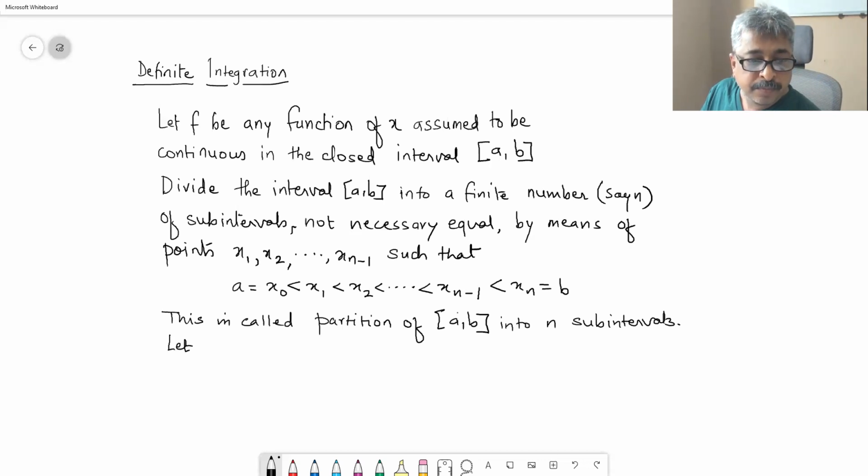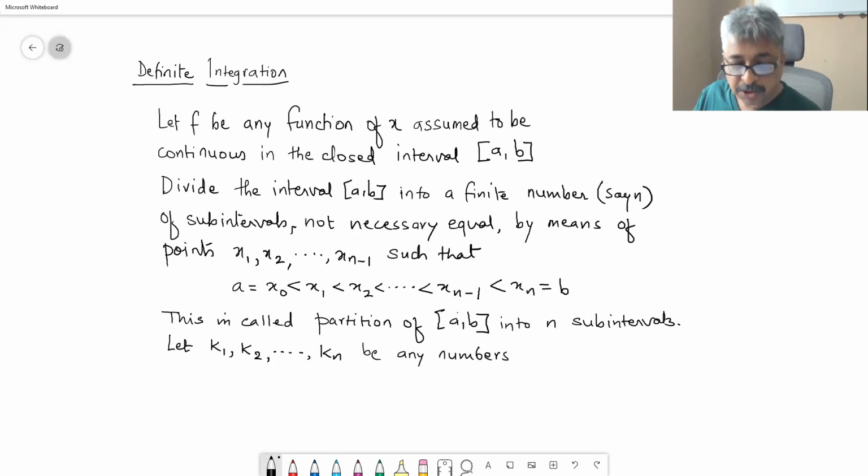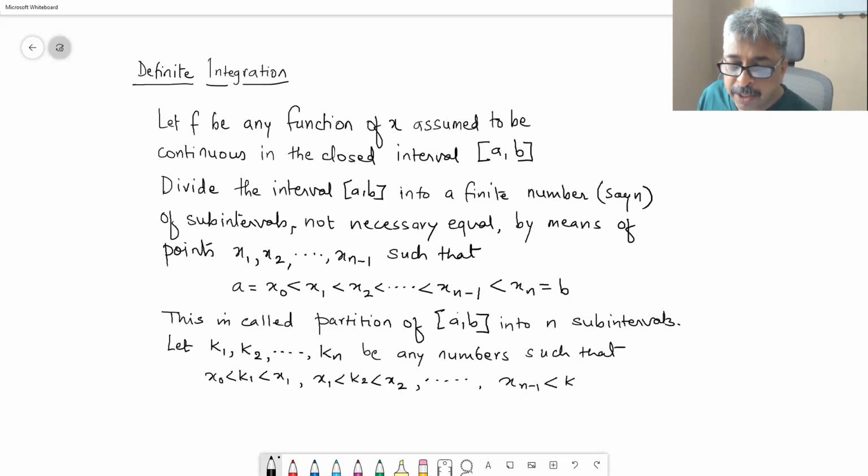Let k1, k2, kn be any numbers such that x0 is less than k1 is less than x1, x1 is less than k2 is less than x2, and so on up to xn minus 1 is less than kn is less than xn. So we are taking any point in between.